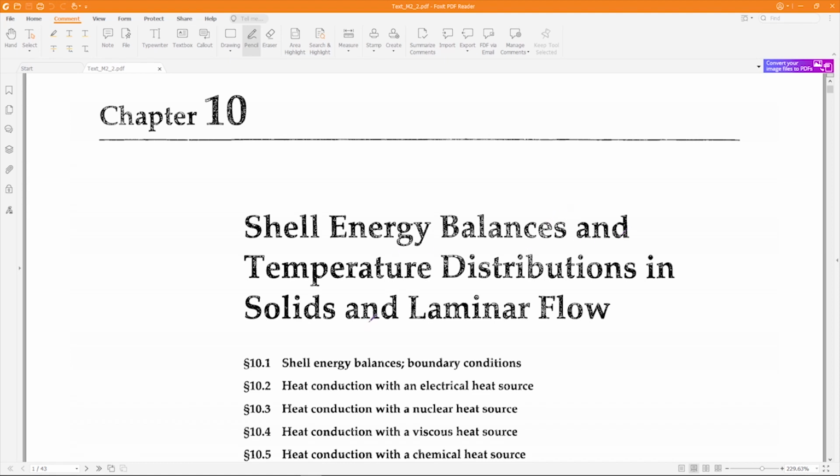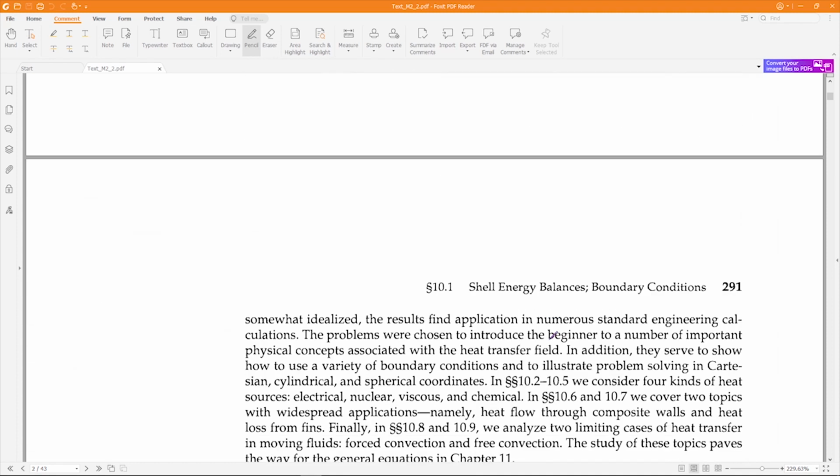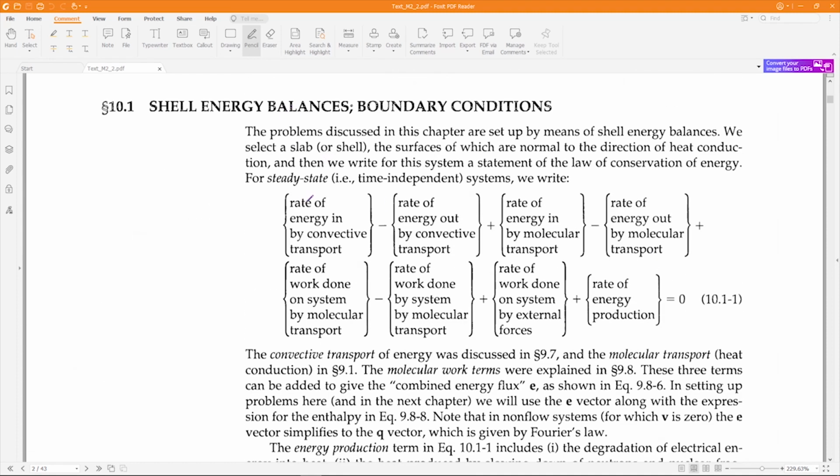Earlier we also discussed shell momentum balances, right? We are going to discuss the shell energy balances. They have the following form. And also, as I told you earlier, we're doing shell balances for steady state, time independent. When the system has already achieved the equilibrium or the steady state, then only this balance is applicable.